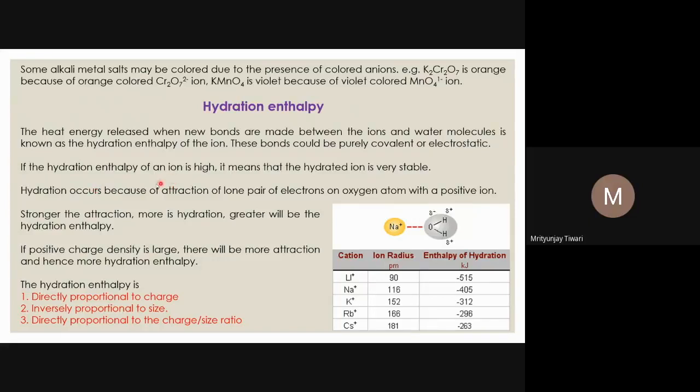If the hydration enthalpy of an ion is high, what does it mean? More energy is released, and that means a very strong interaction between the ion and the water dipole. It means that the hydrated ion, the ion surrounded by water molecules, is in a very stable condition. Hydration occurs because of the attraction of the lone pair of electrons on the oxygen atom with a positive charge, in the case of alkali metals, because they are always positively charged. So the negative pole of water will always come towards the alkali metal, and there will be ion-dipole interaction.